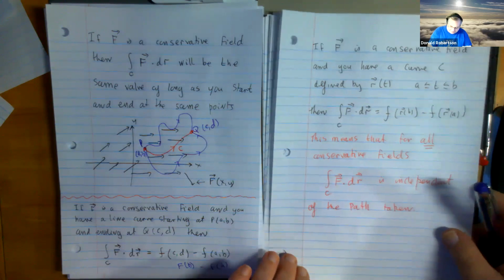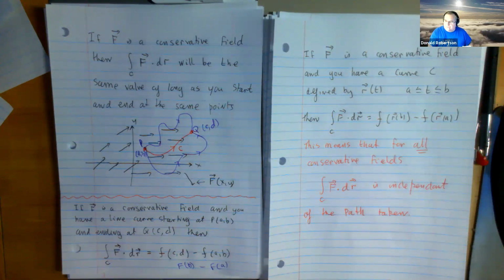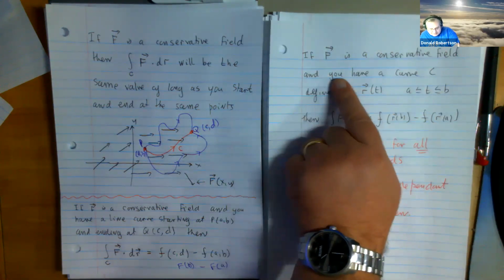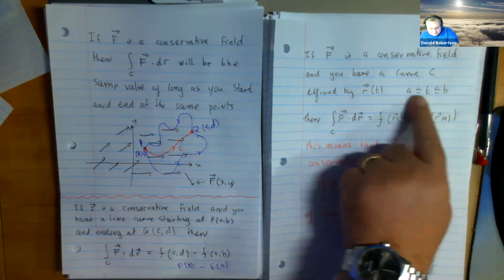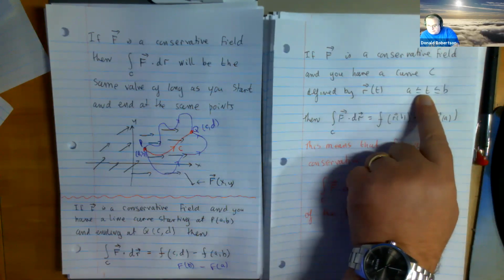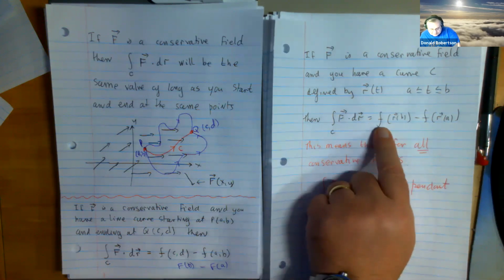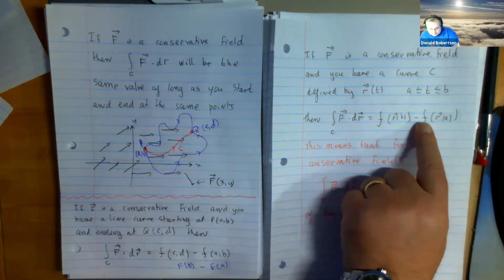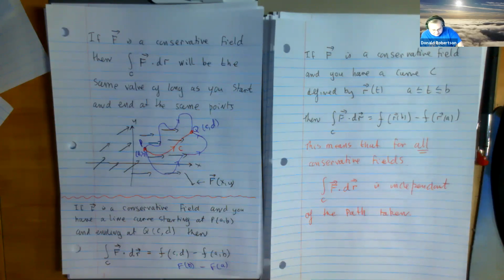We have another version of that same thing here. Suppose F is a conservative field and you have some curve C described by a parametric space curve, r of t. Then this line integral is f at the position B, take away f at the position A. And that essentially says that in a conservative field, line integrals are independent of the path taken. So somehow we're going to use this to find the value of a line integral.